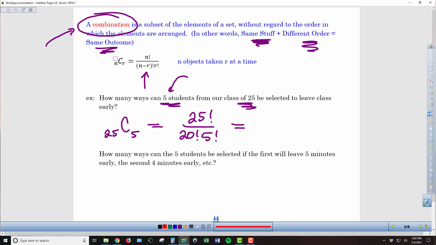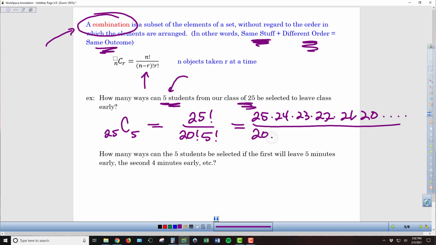So if we expand this out, we've got 25 times 24 times 23 times 22. I'm not going to write them all out, don't worry. But from that 20, it keeps on going. On the bottom, we have 20, and then it keeps on going all the way down to 1. And then we also have this 5 times 4 times 3 times 2. And so the 20 factorial on the bottom with everything in the top from 20 on down cancels out. And then I still have this 5 times 4 times 3 times 2 that I can use to cancel out on the bottom as well.